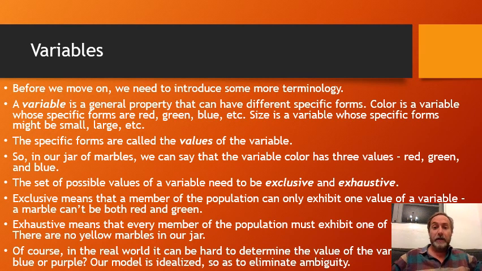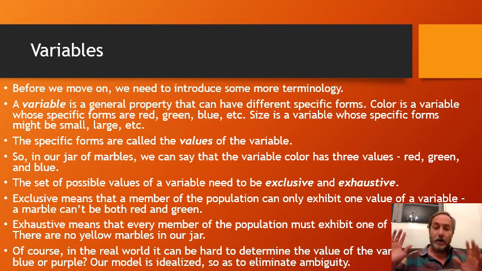Variable. A variable is a very general property that can have different specific forms. For example, color is a variable. It can have specific forms like red, green, blue, etc. Size is a variable, whose specific forms could be small, large, etc. The specific forms have a name. Those are called the values of the variable. We'll be using those terms a lot. So color is a variable, and it's got possible values that will be specified. They might be red, green.